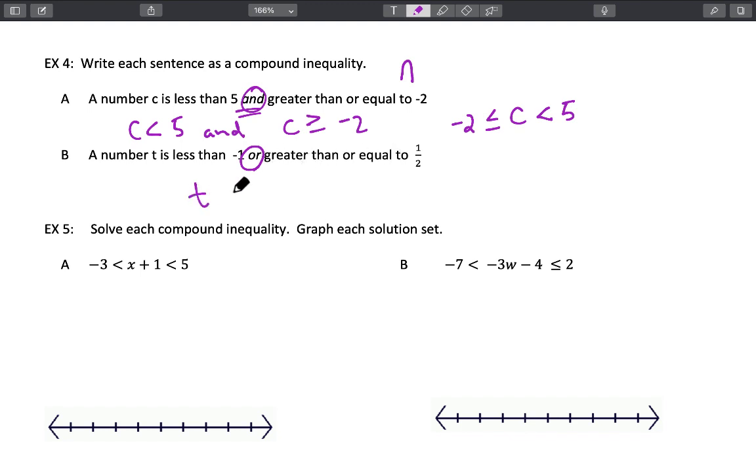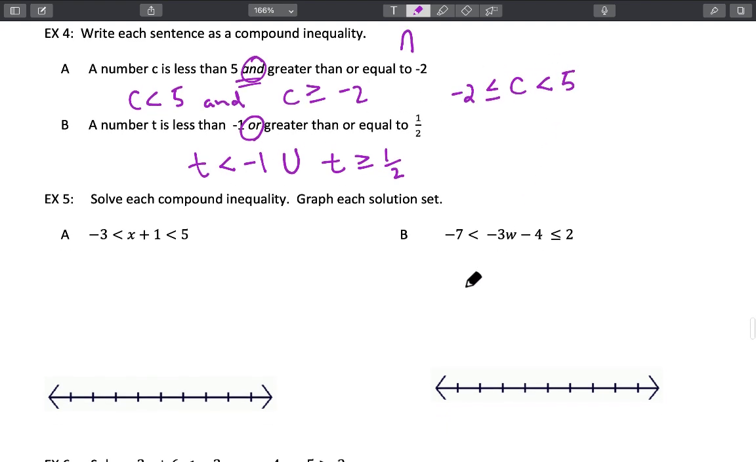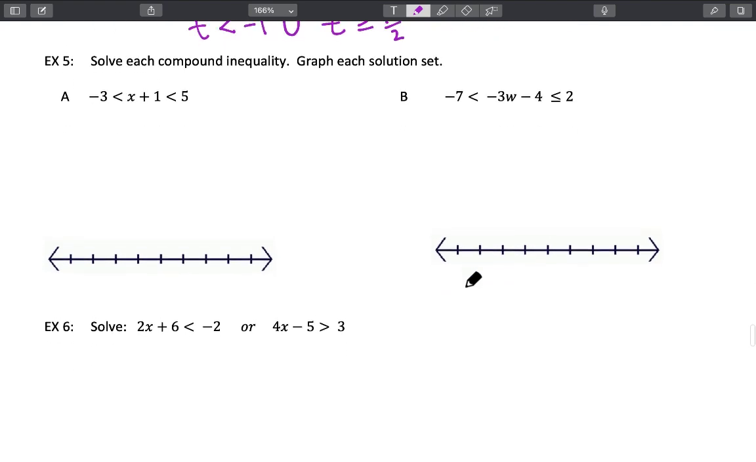So again, we can write this as t is less than -1, or, our union statement, and t is greater than or equal to 1/2. All right, so there's our "or" statement or our union, and up here we have an "and" statement. Let's take a look at solving a compound inequality.